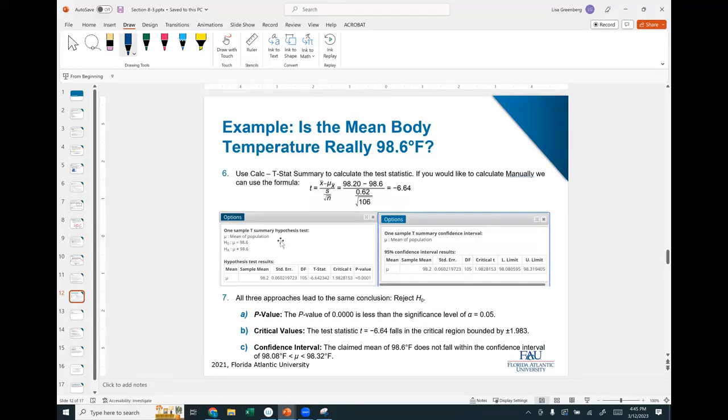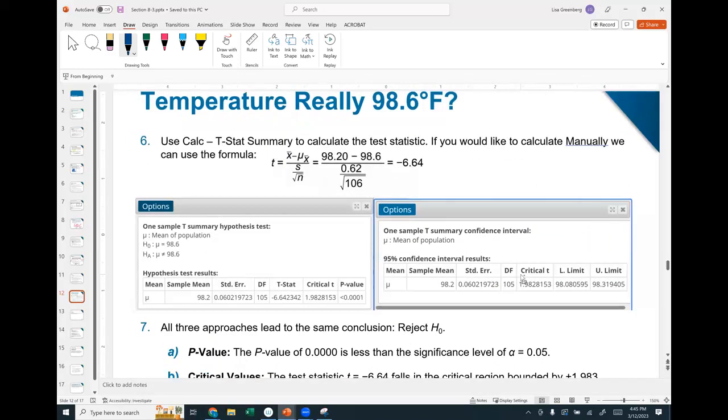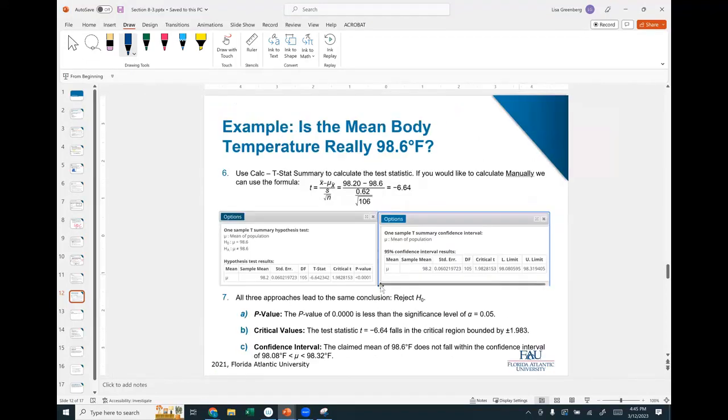Here is StatCrunch with our hypothesis test, and you can see that the p-value is very small. And here's the same exact thing with our confidence interval. If you notice, 98.6 is not between my lower limit and my upper limit. So they show the same thing. All three approaches lead to the same conclusion. We're going to reject our null hypothesis.